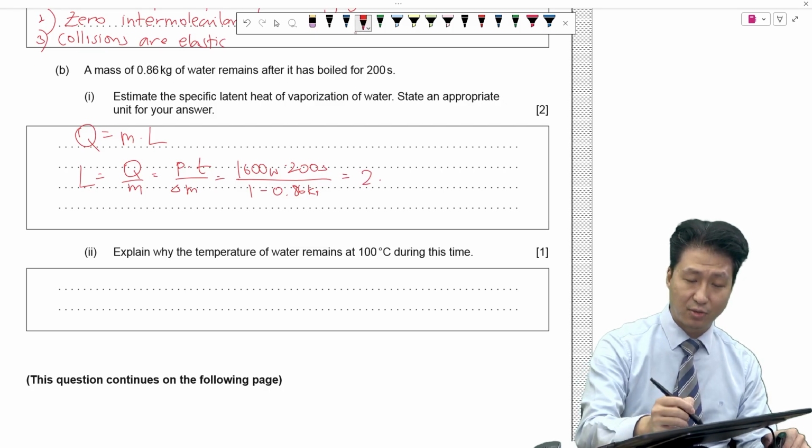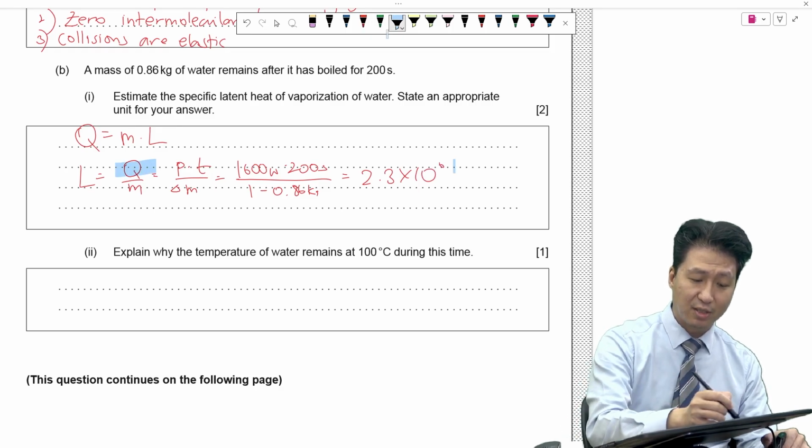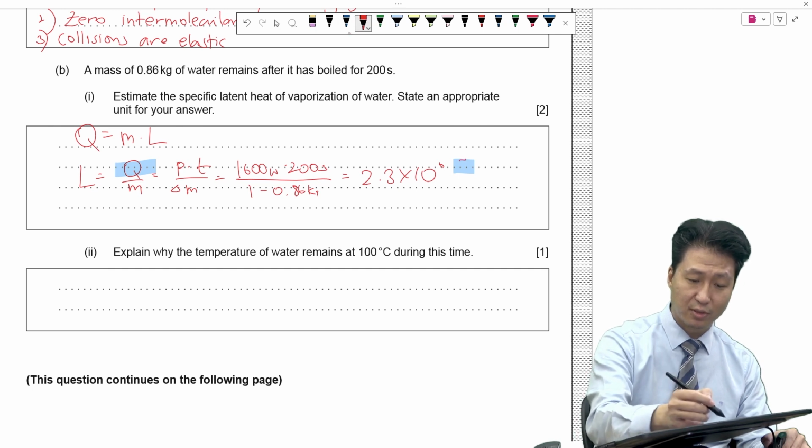This gives us 2.3 times 10 to the 6th, and if you look at the units, it's joules per kilogram.